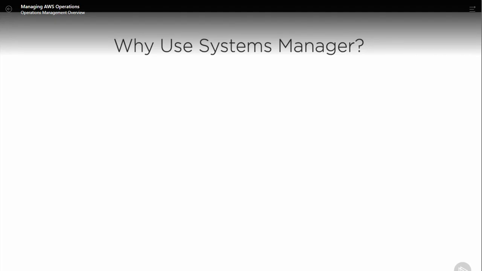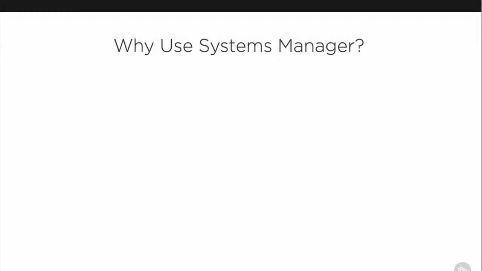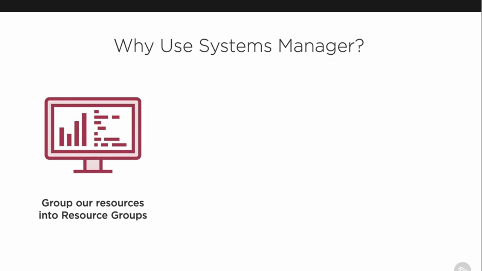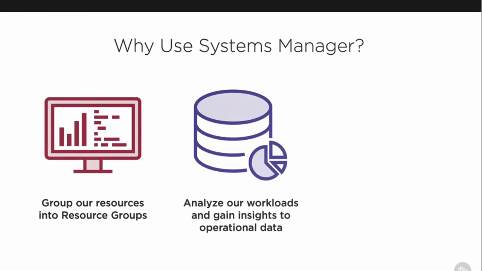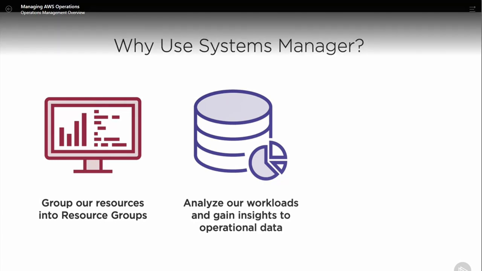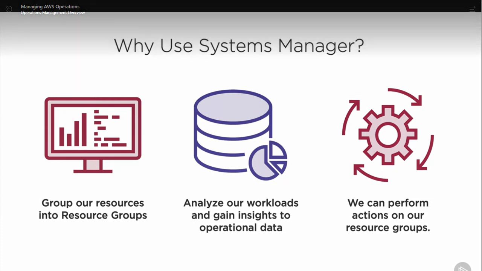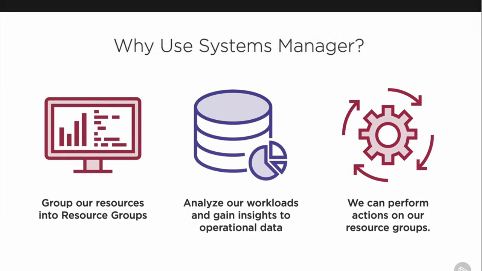All right, let's dive into Systems Manager. Now, why would we want to use Systems Manager in AWS? Well, there's three main reasons. The first is that it allows us to group our resources into resource groups, which allows for easier management. Using those resource groups, we can then analyze our workloads and gain insights to operational data that we're working with inside AWS. And then using those insights, we can then perform actions on our resource groups as needed.